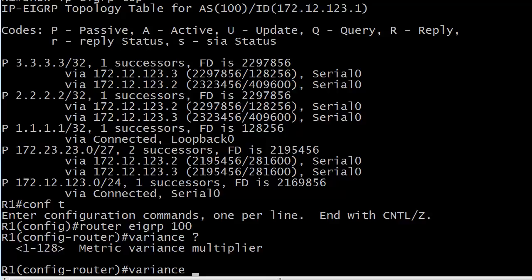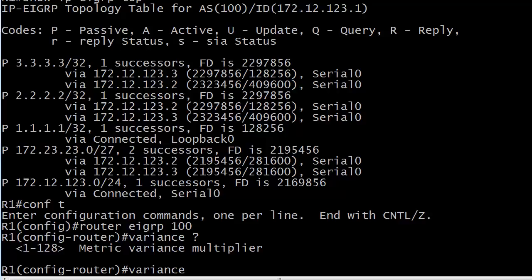But we want to do a little unequal cost balancing. Well, the thing is, I know you're going to be tempted one day, just like I was, and just say, hey, I don't need to do any of this math. If you have like 6 different routes you want to bring in, I don't need to figure out if I need variance 9 or 10 or whatever. I'm just going to put 128 every single time, and that'll just bring all my available routes in. Boy, that sounds like a good idea, doesn't it?